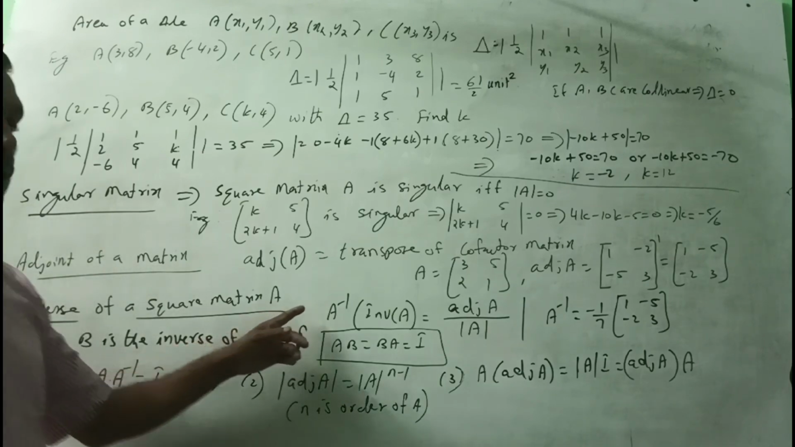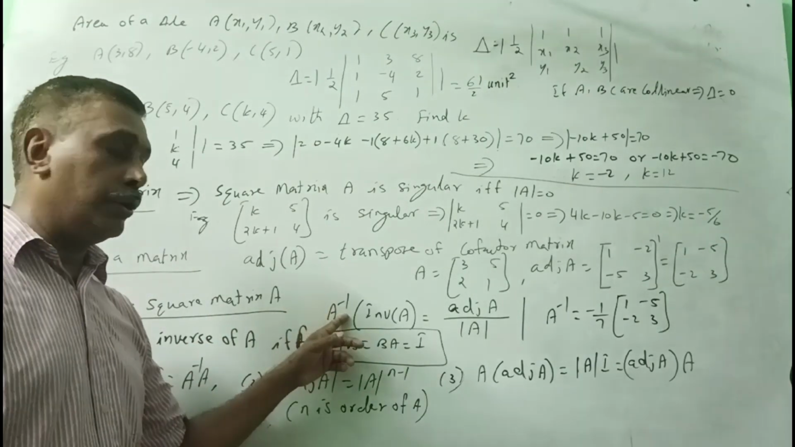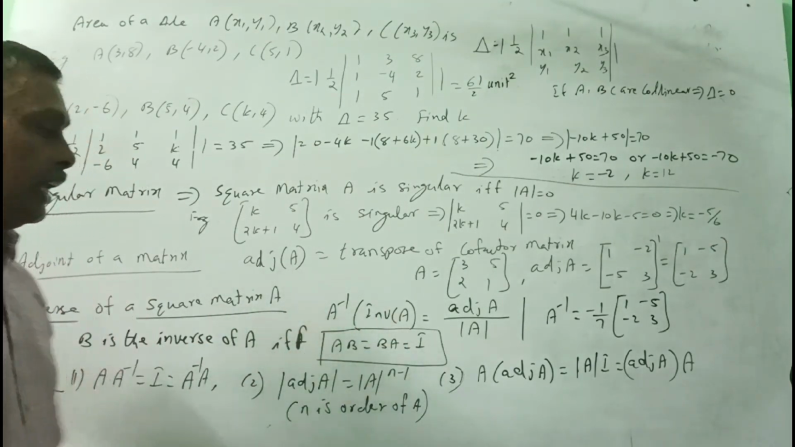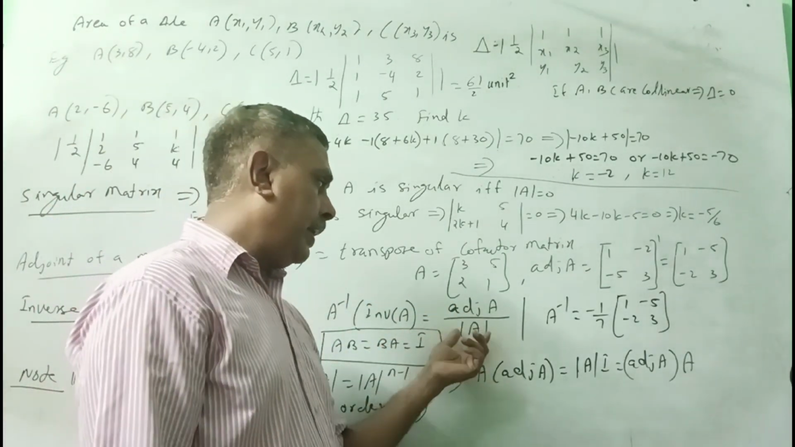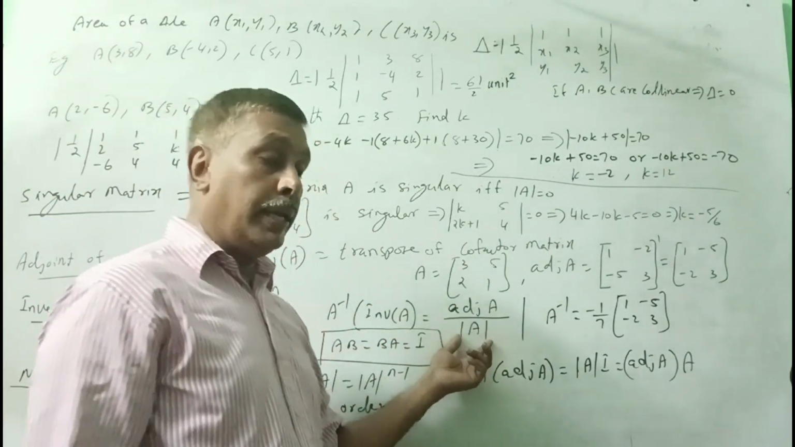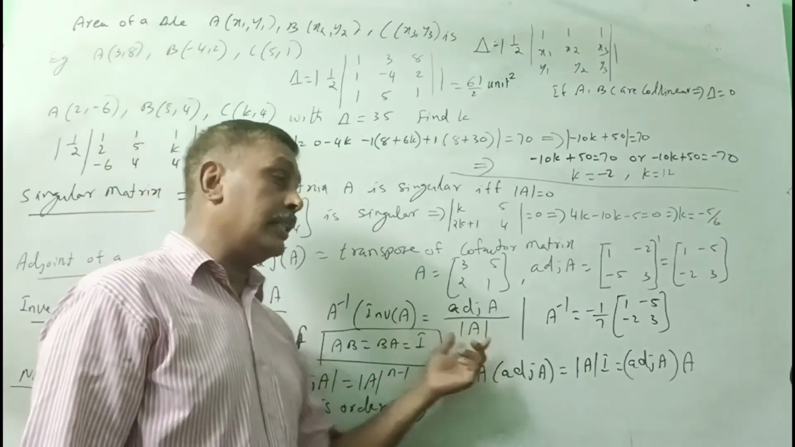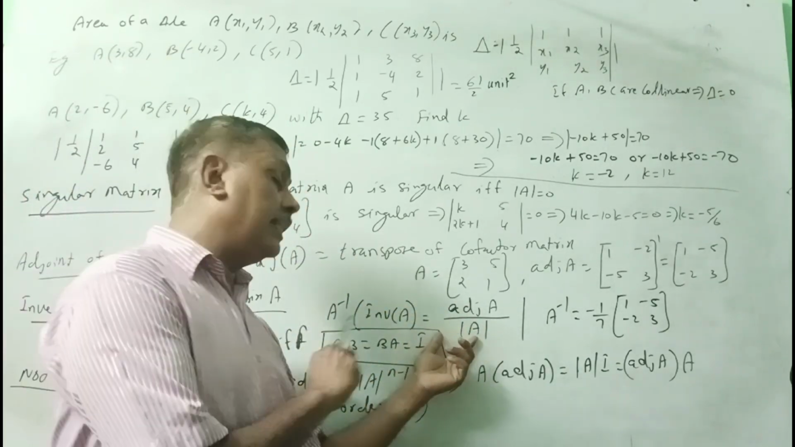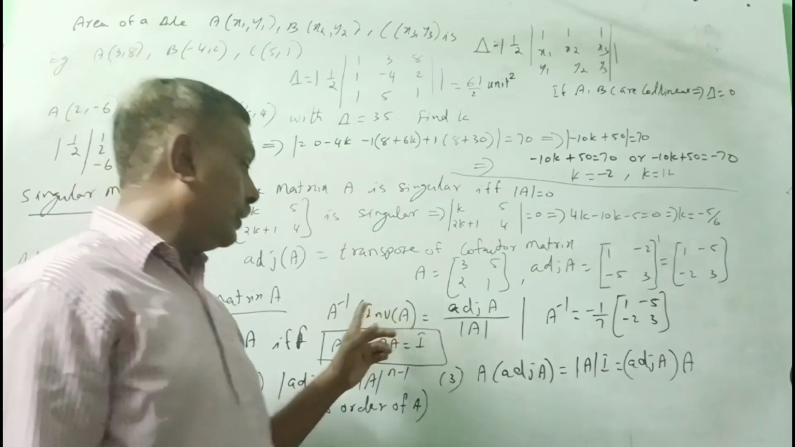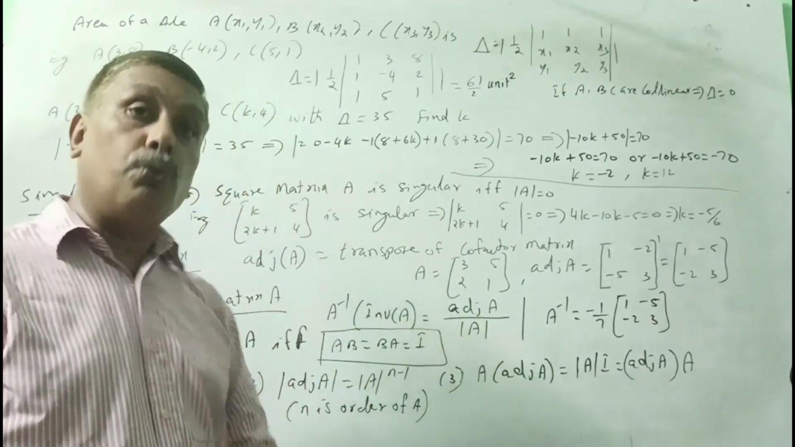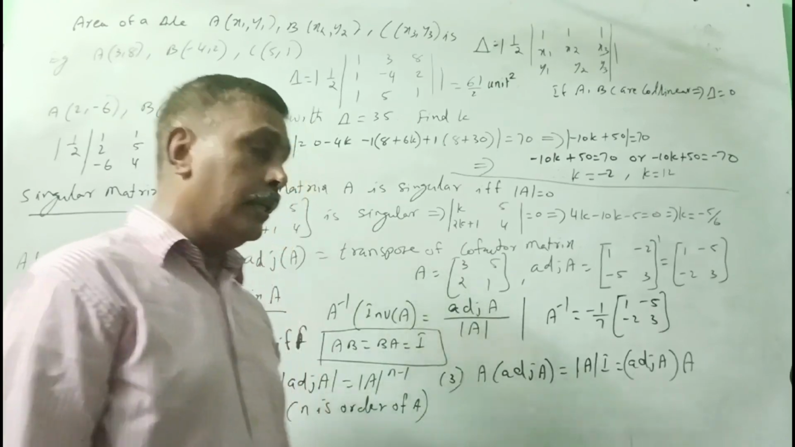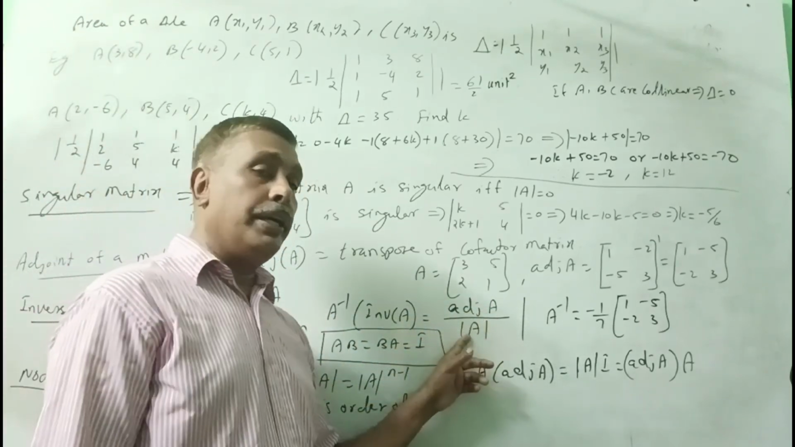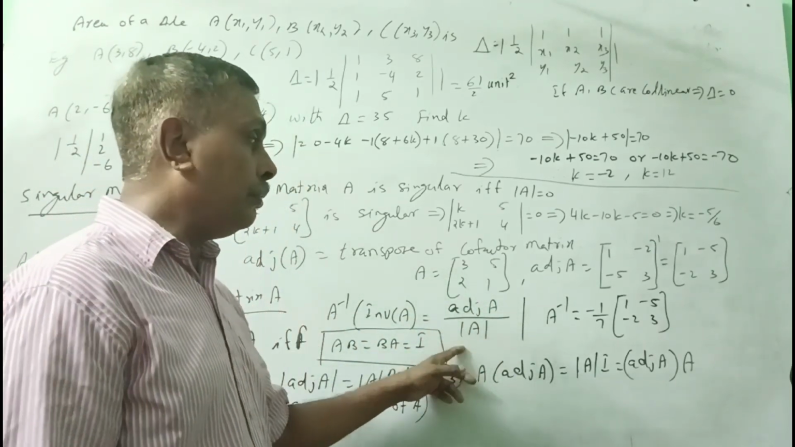Then inverse of a square matrix. Inverse of a matrix is denoted by A inverse, or inv of A. It is the same as adj upon determinant, where determinant cannot be 0, which means A cannot be a singular matrix. If A is singular, then inverse is not defined. So inverse is defined only for non-singular matrices. So A inverse equal to adj upon determinant, where determinant cannot be equal to 0.